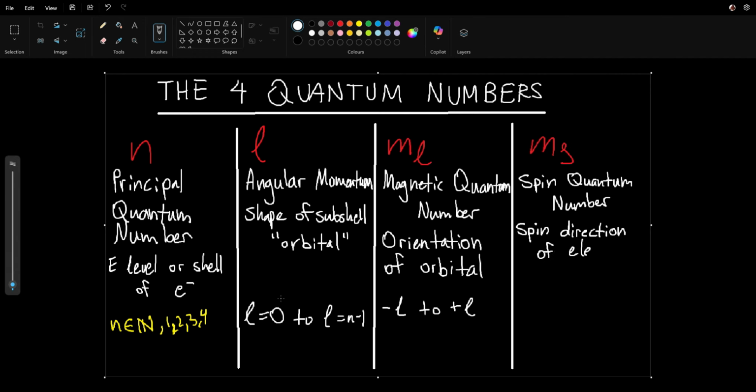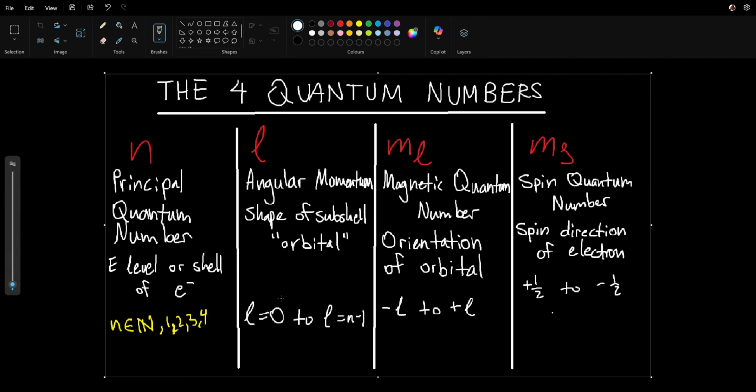So the spin of an electron has values ranging from plus 1/2 to minus 1/2. So these values, that's it. It doesn't relate to the past N, L, or ML. It's just plus 1/2 to negative 1/2. That's pretty much it.